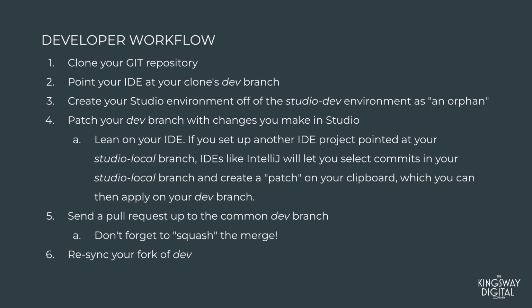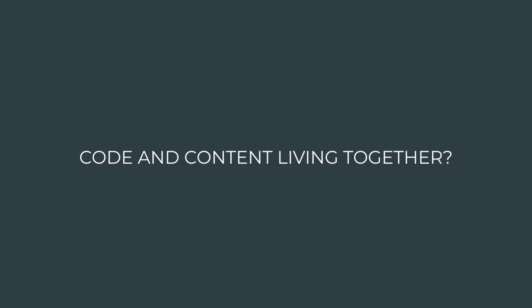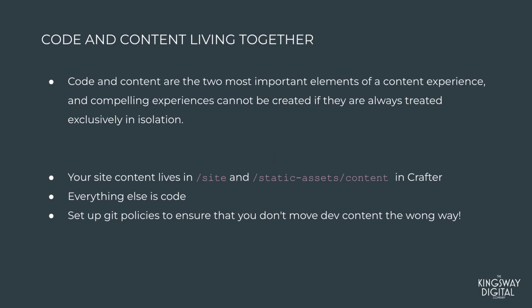So throughout all of this, you might be thinking, code and content in the same repository. Is that really the way we're doing this? Yes, that's the way we're doing this. The content and code live in separate places in this repository, and you can utilize Git semantics to segregate things if necessary. But as a general rule, your content lives in a specific path on a Crafter deployment inside the site and static assets content folders, and everything else is code. So you can set up your Git policies to enforce these kinds of rules, and things will maintain a reasonable degree of simplicity and avoid any kind of complicated conflicts with this process.